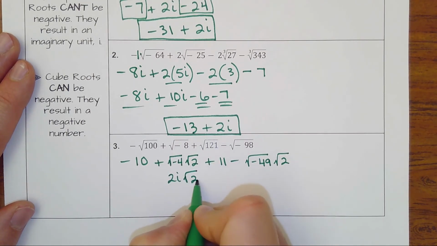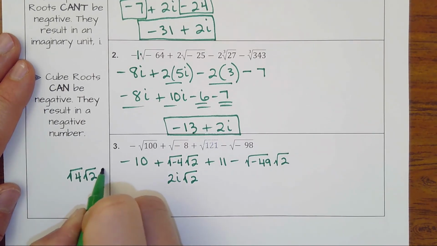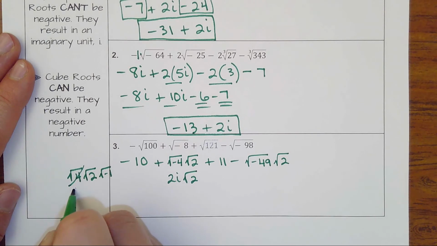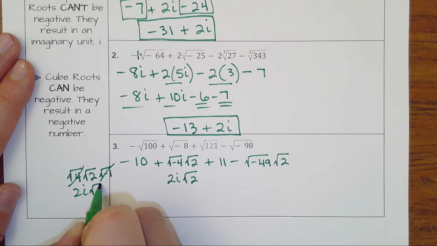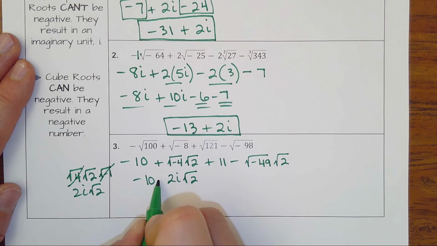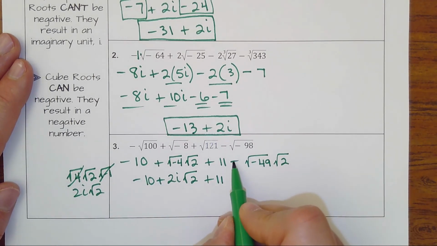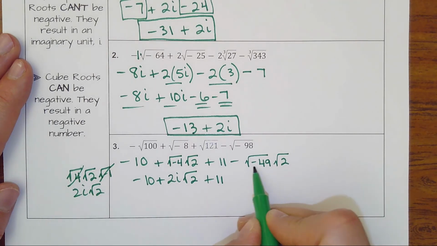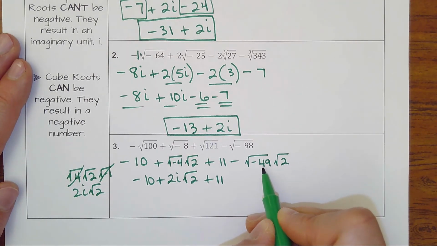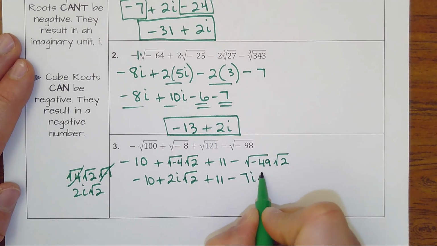But if you're forgetting that, you might want to write square root of 4 times square root of 2 times square root of negative 1, so that this is 2. This is i, square root of 2. Up to you. Okay, and then plus 11. And then this was a minus. I put the negative with the perfect square, 49. So that would be minus 7i square root of 2.